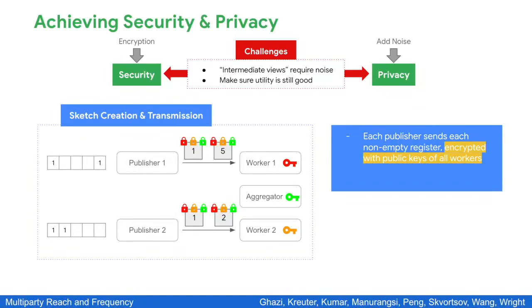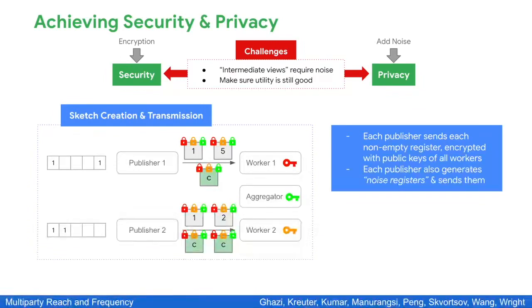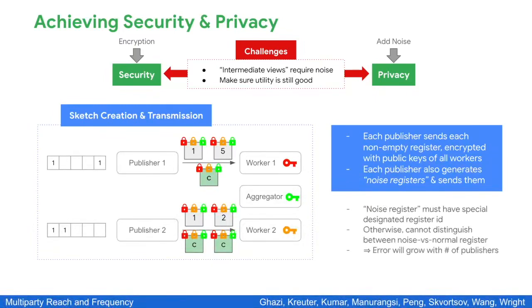To fix this, we then generate a number of noise registers which are sent along with the true registers to the workers. Note here that the noise registers will have a special designated register ID, which I denote by C here. As we will see in a moment, this will be important in ensuring that the protocol has good utility. That's roughly the sketch creation and transmission phase. Let's move on to the reach estimation phase.